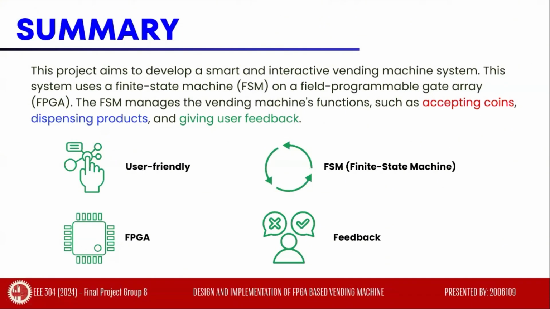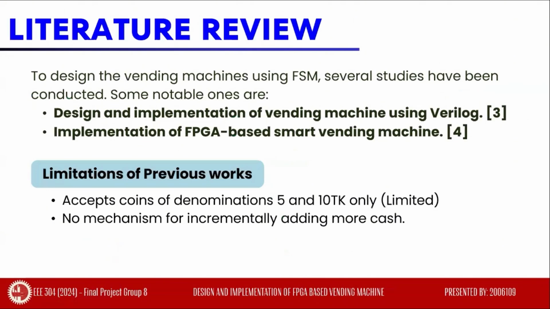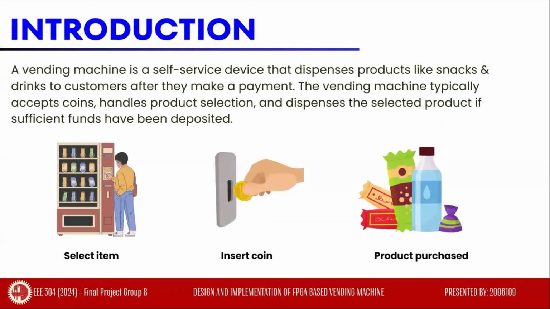The primary objective of our project is to develop a user-friendly vending machine system implemented using a finite-state machine, or FSM, on a Field Programmable Gate Array. The machine will be able to mimic all the crucial functions such as accepting coins, dispensing products, and providing user feedback. While existing studies have explored FSM-based vending machines, limitations remain. For instance, previous designs only accept specific denominations and lack incremental cash addition. Our method is implemented to address these two issues.